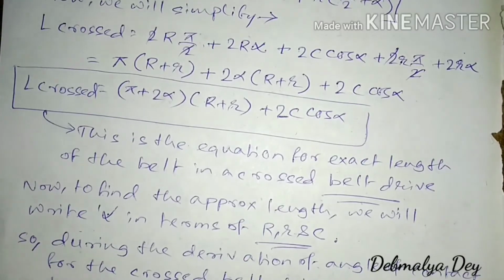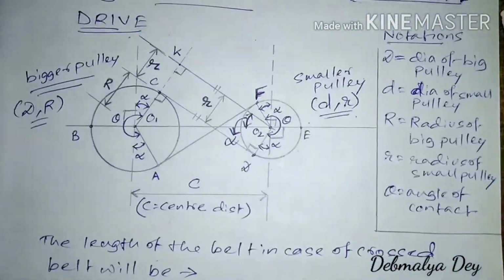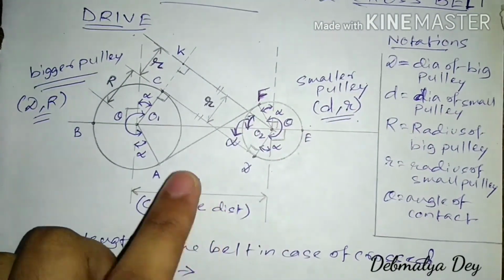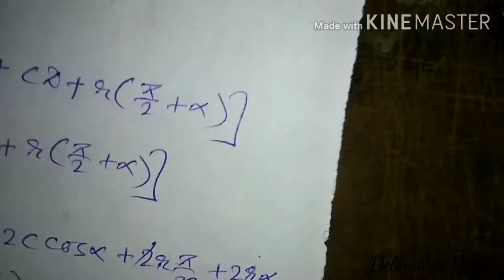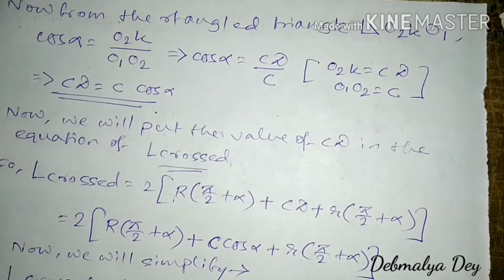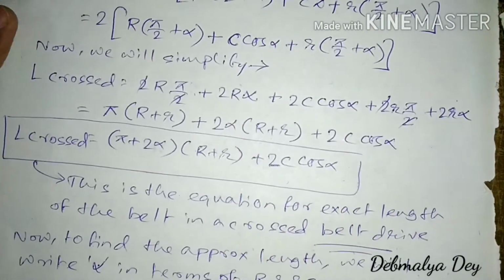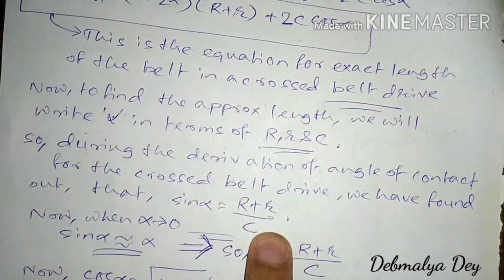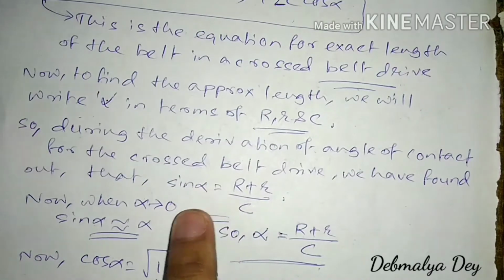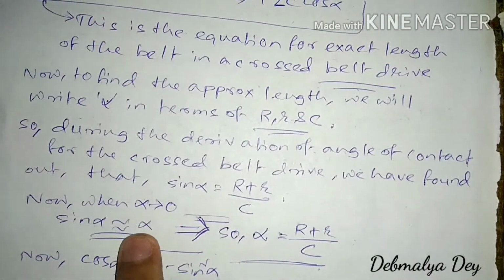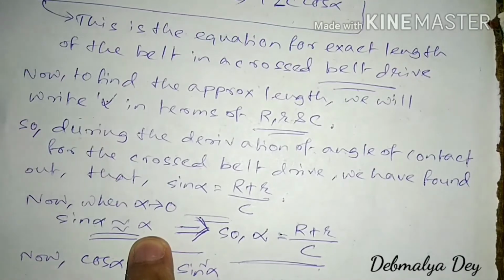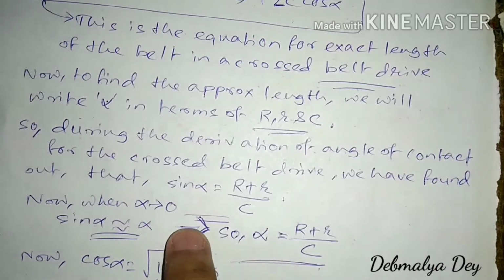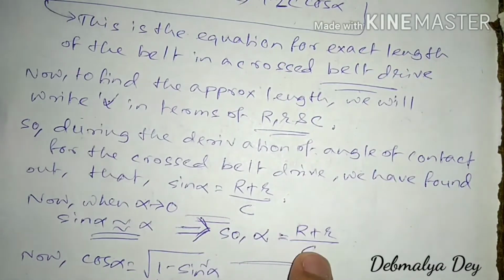So for that, we will move on to the figure once again. Here, if we find sine alpha, it will be equal to R plus r by C. I have also proved this during the derivation of the angle of contact. So I have written here sine alpha equals R plus r by C. Now we all know that when the value of alpha tends to 0, sine alpha becomes nearly equal to alpha. So in place of sine alpha we can easily write alpha. So now alpha equals capital R plus r by C.